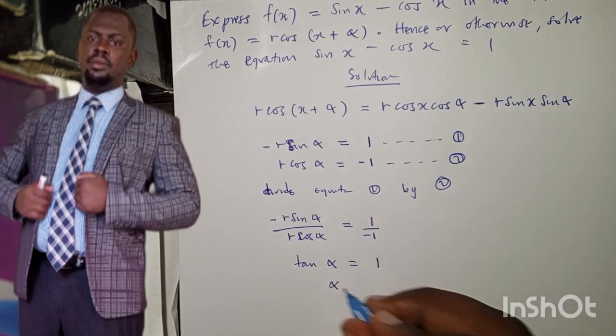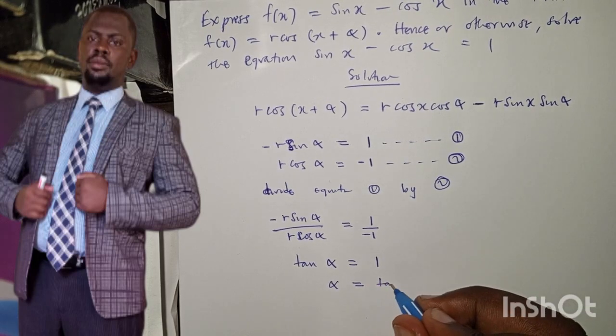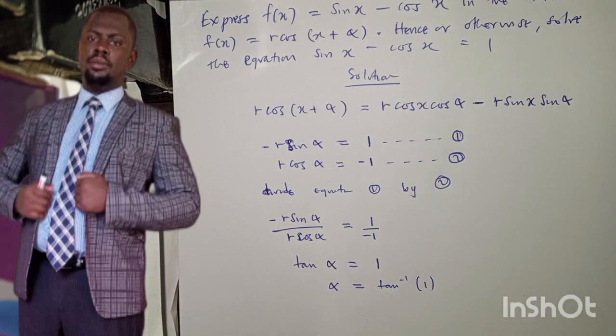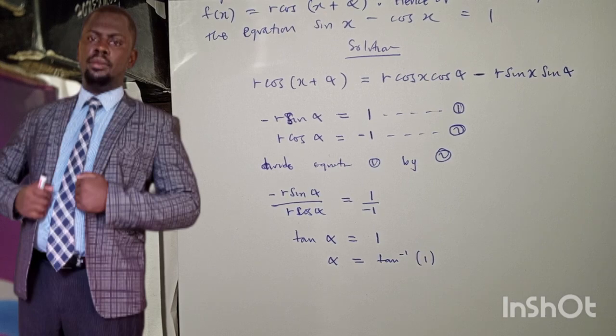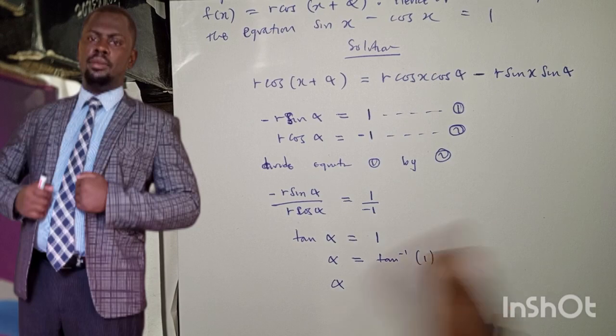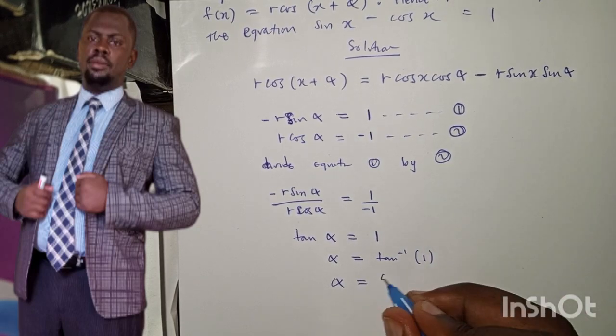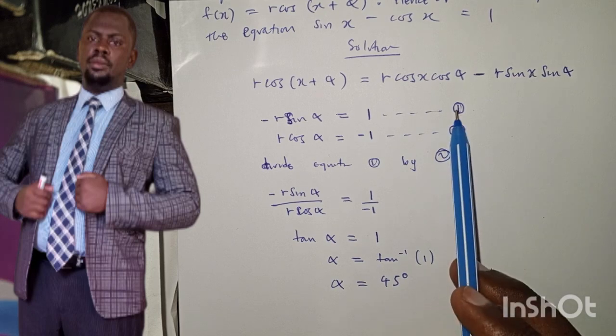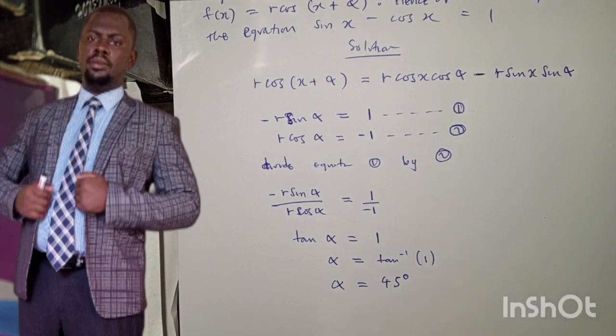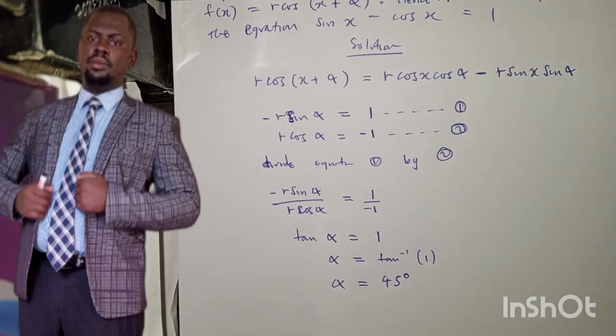So we are going to have alpha is equal to tan inverse of 1. Okay, and what is tan inverse of 1? Tan inverse of 1 is 45 degrees. So alpha is equal to 45 degrees. So that is the value of alpha. Then we go to the value of r. For the value of r, we can use either equation 1 or equation 2. Okay, let us use equation 1.